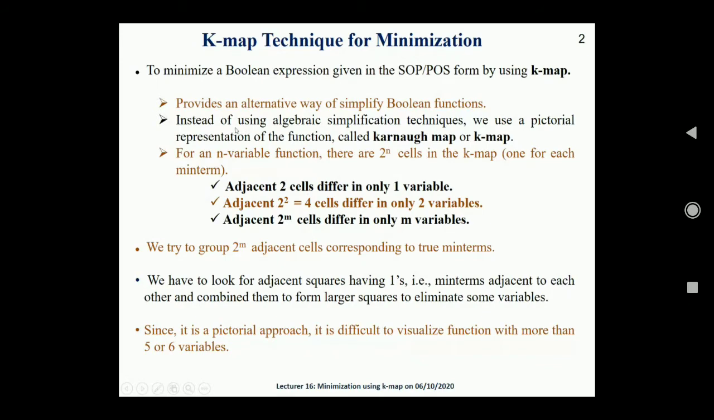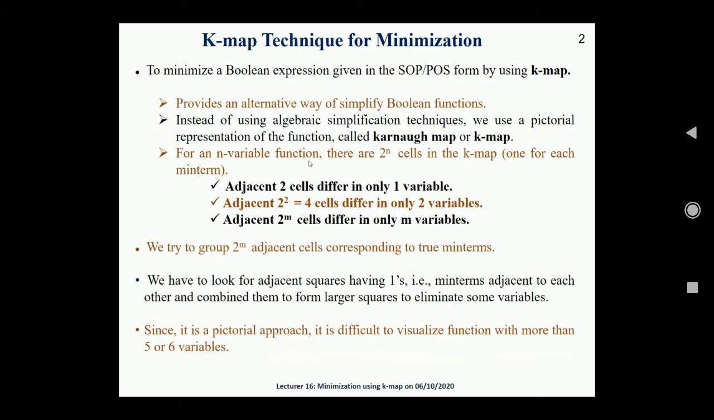Second point: instead of using algebraic simplification technique, we use a pictorial representation of the function. From the graphical representation, we can construct the K-map, and from that graphical representation we get the Boolean expression related to that particular Boolean function. But remember when we are using an n-variable function. If that function uses 3 variables, then n equals 3.